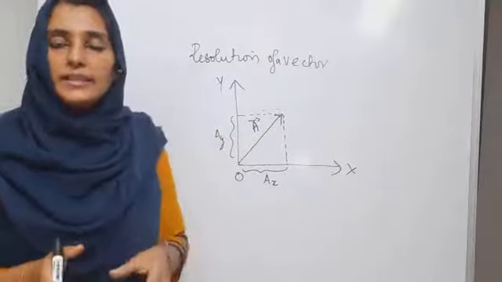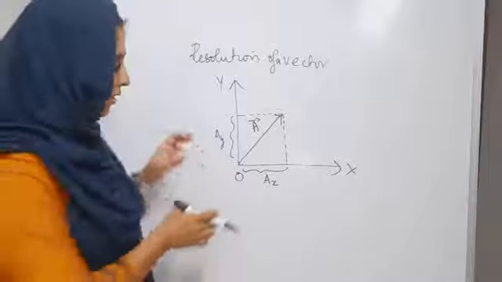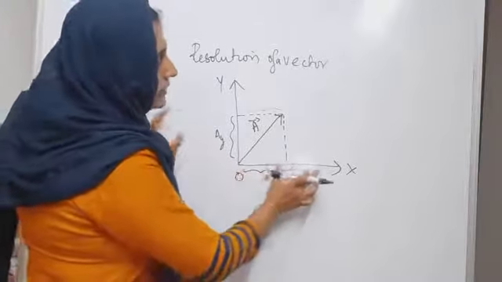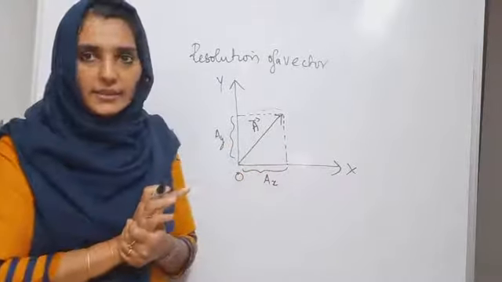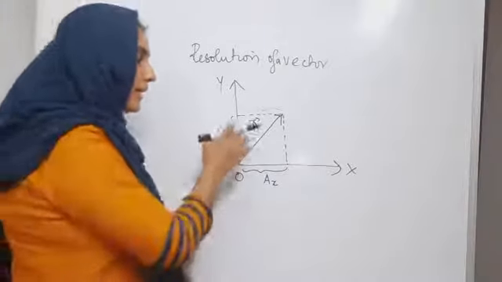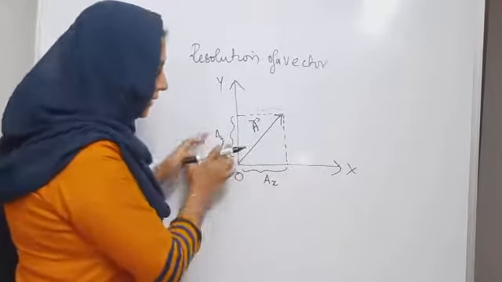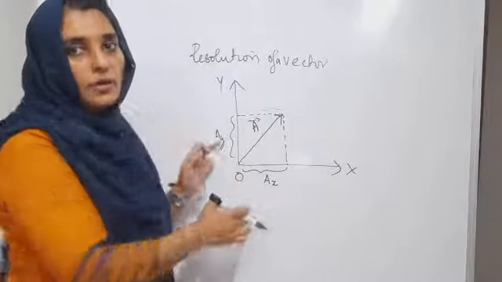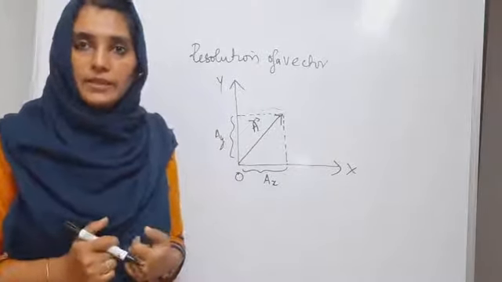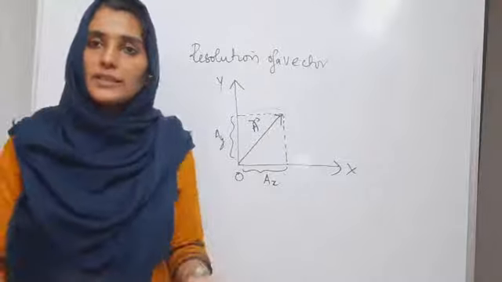Now what are AY and AX? AY and AX are the magnitudes along the y-axis and x-axis respectively. Now we can represent A in terms of AX and AY only when they become two vectors. So how to transform them into vectors? They are only scalars. How to transform them?